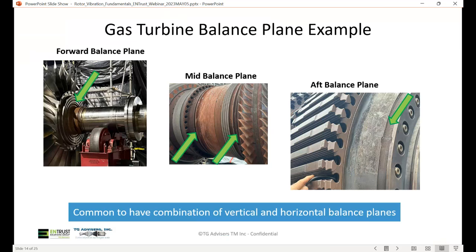Here's a gas turbine balance plane example. It's common to have a combination of vertical and horizontal balance planes. It somewhat depends on the shape of the components on which the balance plane is being applied. So this is a forward balance plane on the front of a compressor. You can actually see 2 balance planes. There are 2 mid balance planes, and then there's an aft balance plane. These are all material on dovetail balance planes where weights are actually added into the balance slot. In this picture on the aft balance plane, you can see where the weights are added into this load slot.